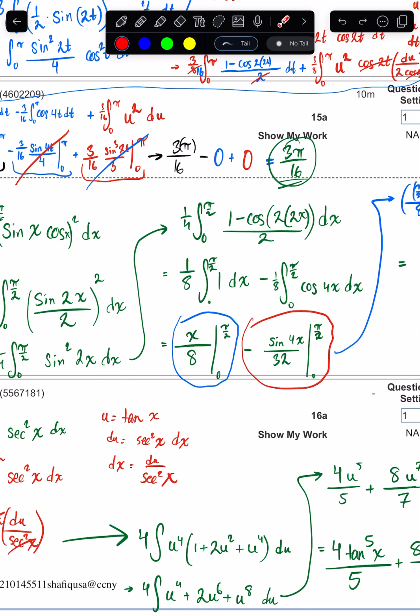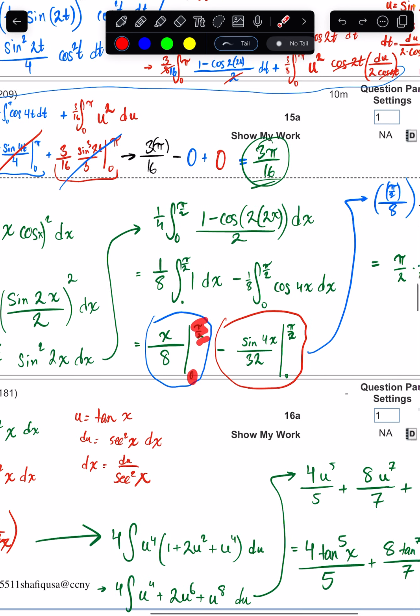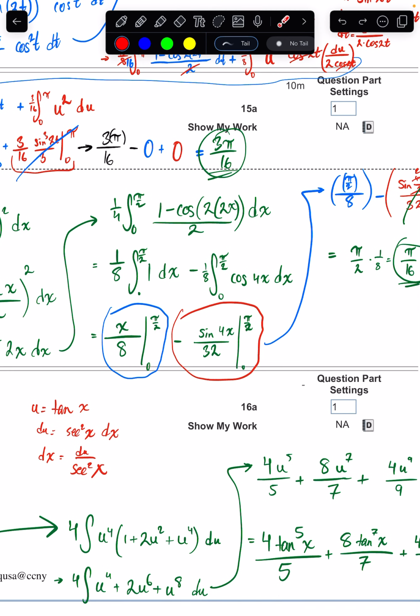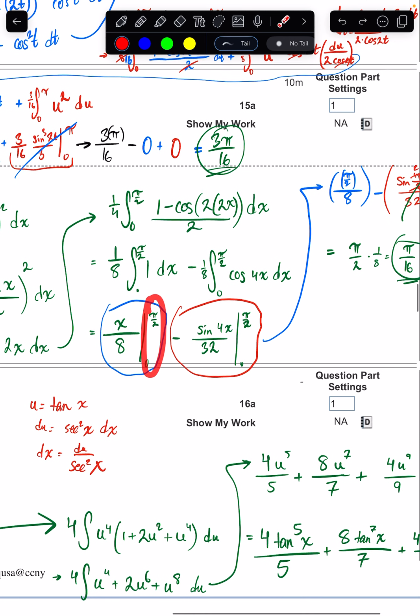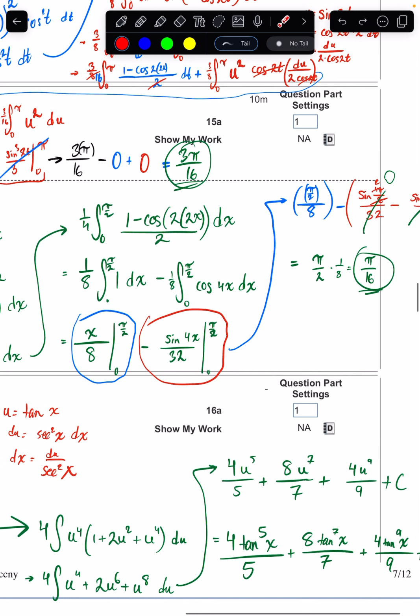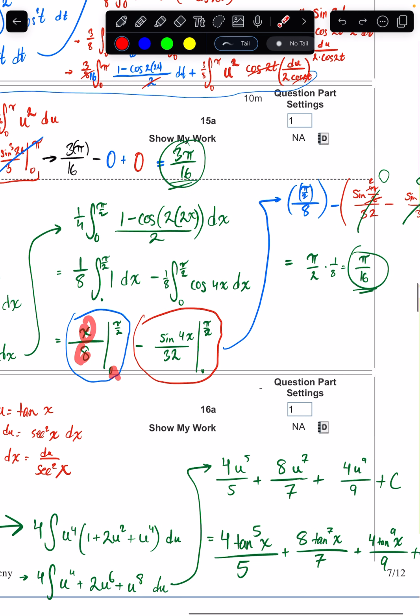The integration of 1 is just x, right? So you get x over 8 over here, and then integrate, plug in the values over 2, find the area under the curve for these values, and this is simple integration. Integral of cosine is just sine 4x over 4, and 4 times 8 is 32. That's how I got this 32 over here. Now you just plug in. Well, 0 over 8 is just 0. That's why I didn't even bother writing anything else.